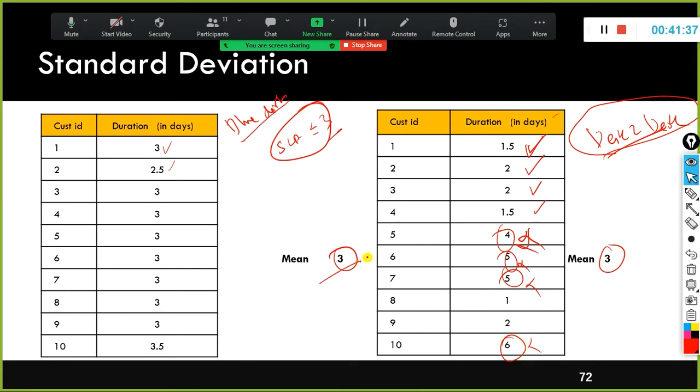But when you look at the mean, let's say you use only the measures of central tendency, the mean. The average delivery duration of both Blue Dot and Desk to Desk is 3 days.